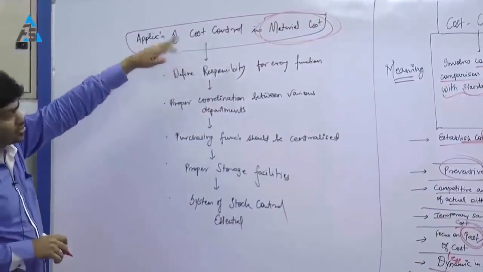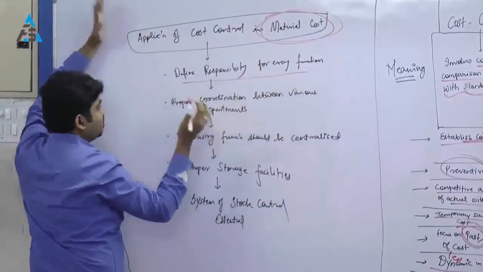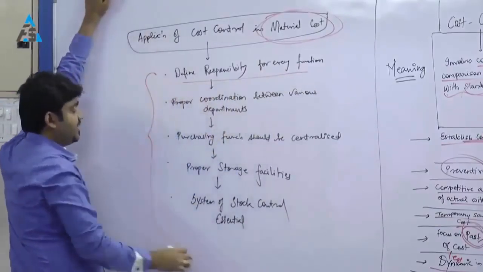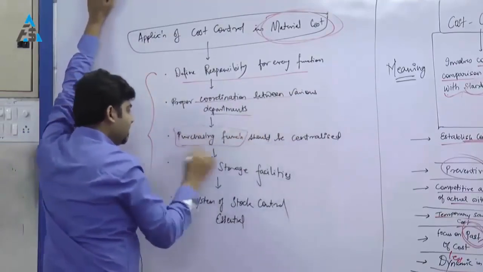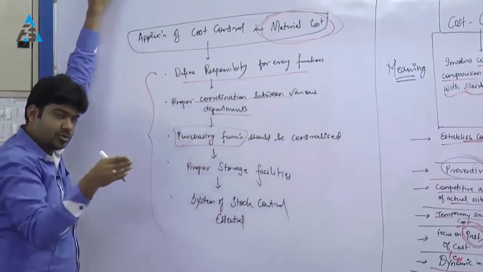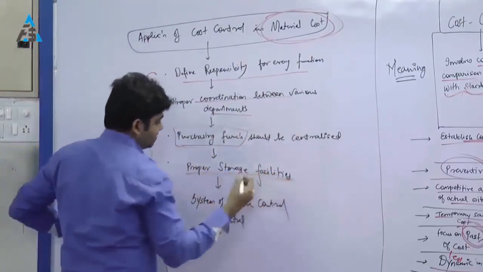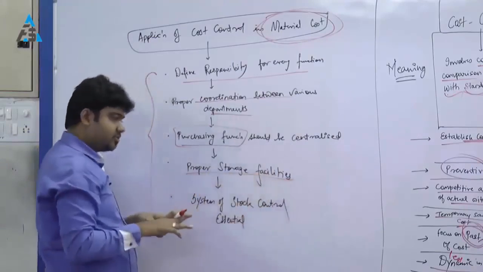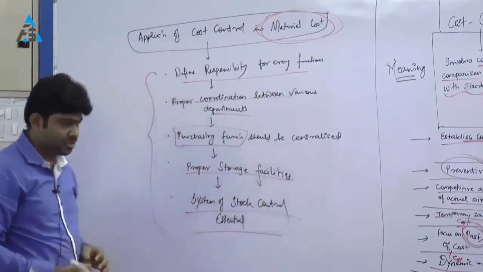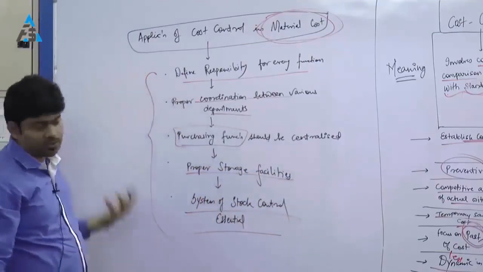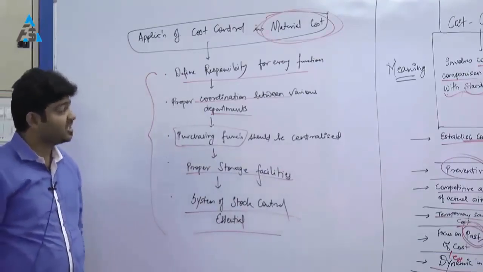So application of cost control in material cost: you have to first define responsibility for every function, then coordination. This is more of a strategic management answer. Proper coordination between various departments. Purchasing function should be centralized so that there is no loss or wastage, and things are ordered only as per the requirements. Proper storage facility so that there is no loss in terms of storage issues. And lastly, a system of stock control is very essential. Once these things are done, cost control can be used as a measure to improve your overall cost as far as material is concerned.